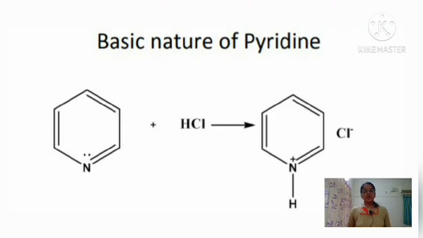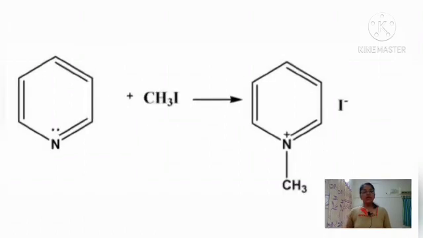So the basic nature of pyridine is confirmed by the addition of any inorganic acid like HCl or HBr to pyridine. It results in the formation of a pyridinium salt. So when pyridine reacts with HCl, it results in the formation of pyridinium chloride. Similarly, when any alkyl halide is treated with pyridine, it results in the formation of a quaternary salt. That is, when pyridine reacts with methyl iodide, it results in the formation of N-methyl pyridinium iodide as the salt.